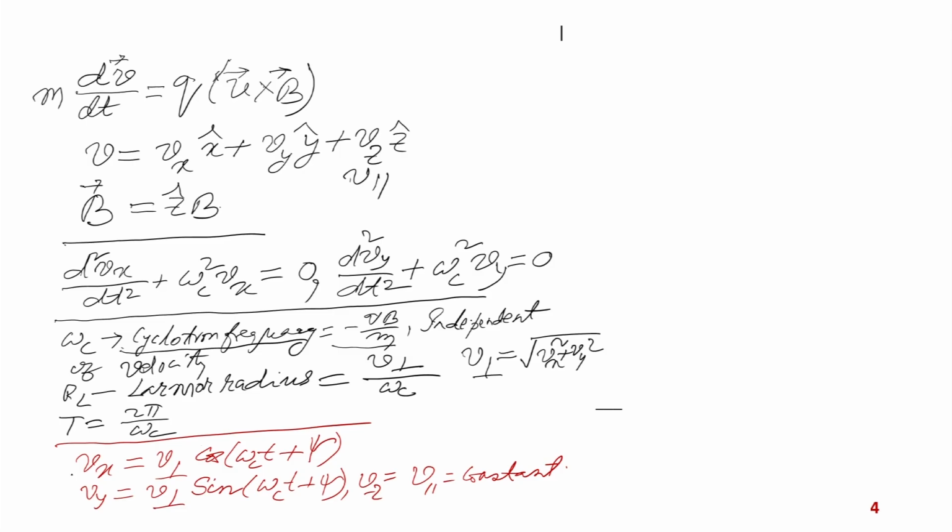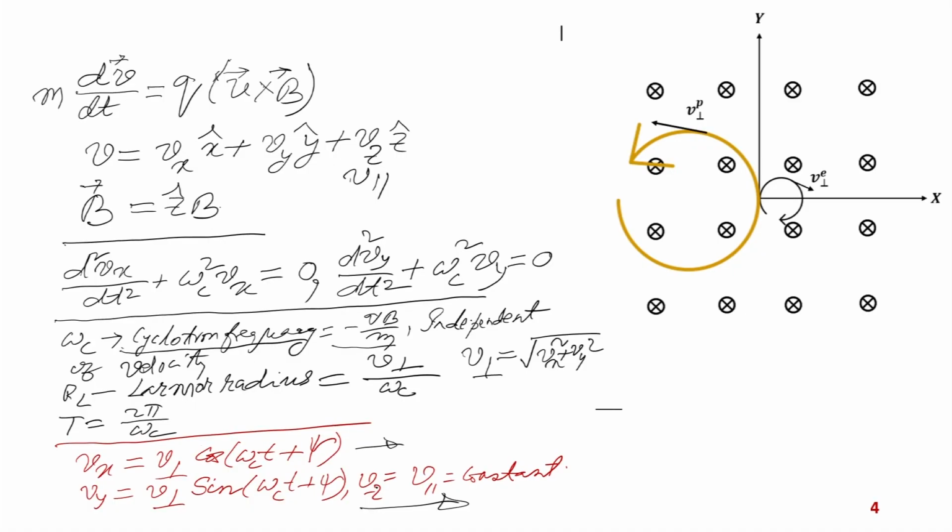Since these two equations are harmonic differential equations, we wrote the solution in this form. Both the Vx and Vy components we have written; if you put these values in, these two equations will be satisfied. The parallel component of velocity is constant, because the magnetic field does not exert any force when the charge is moving along the direction of the magnetic field.